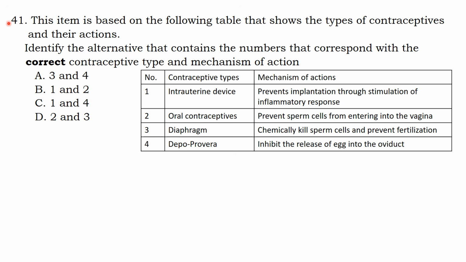Question number 41. This item is based on the following table that shows the types of contraceptive and their actions. Identify the alternative that contains the number that corresponds with the correct contraceptive type and mechanism of action.